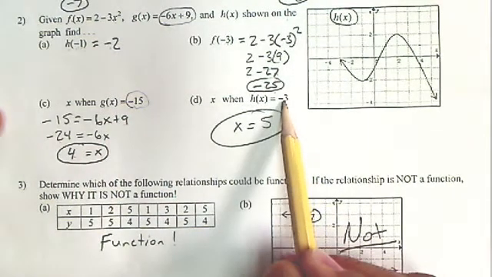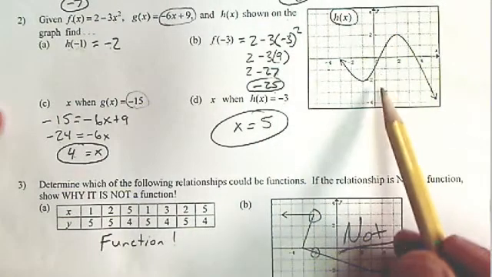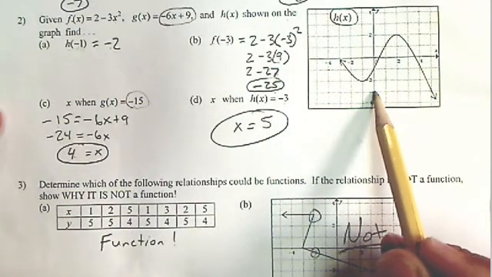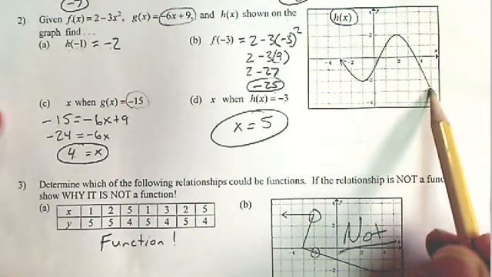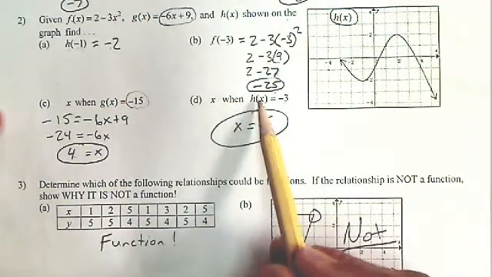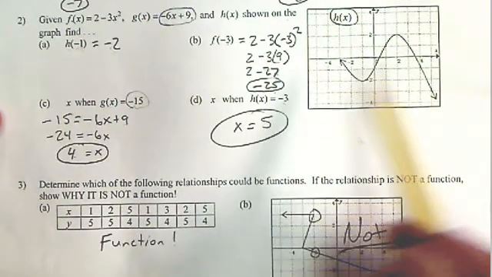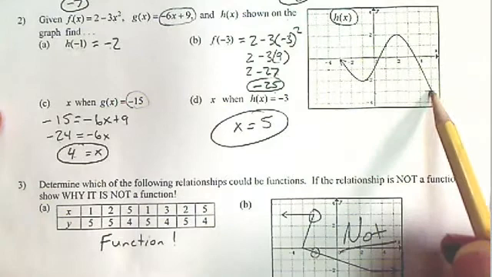My output is negative 3. That's my y value. My output is negative 3, so I have to find my input, which is 5. So if I inputted 5, I'd get out negative 3. 5, negative 3.